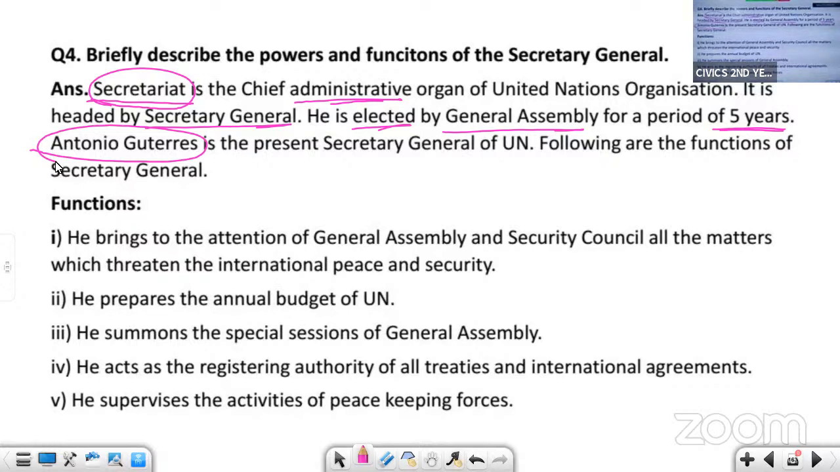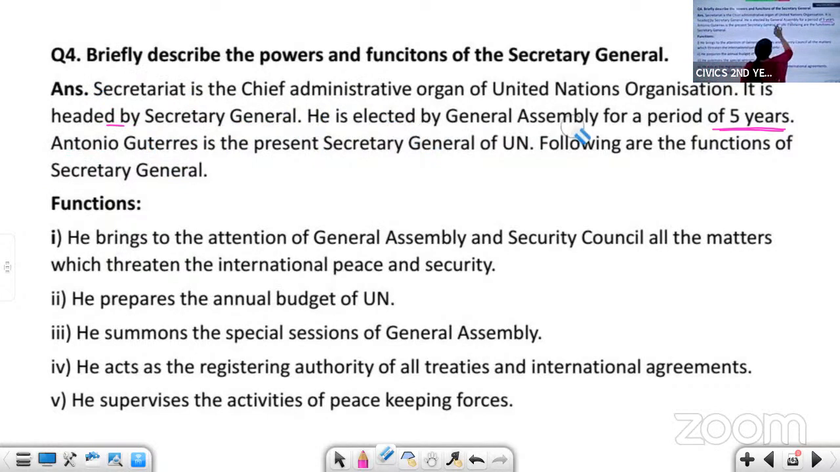Okay. So what is Secretariat? It is the administrative organ of UNO. And this Secretariat is headed by the Secretary General. And the Secretary General is elected by the General Assembly for 5 years. And Antonio Guterres is the present Secretary General.